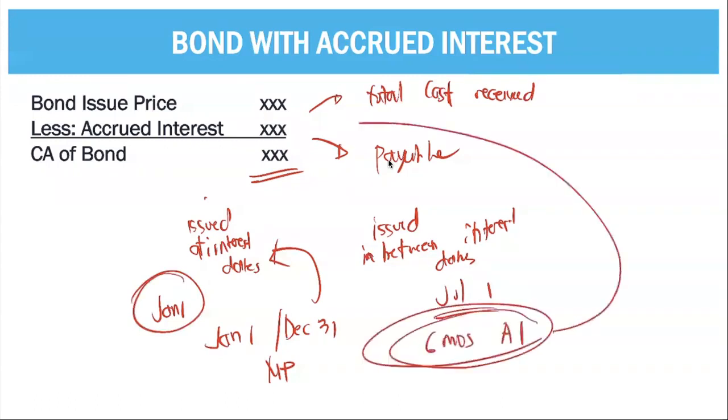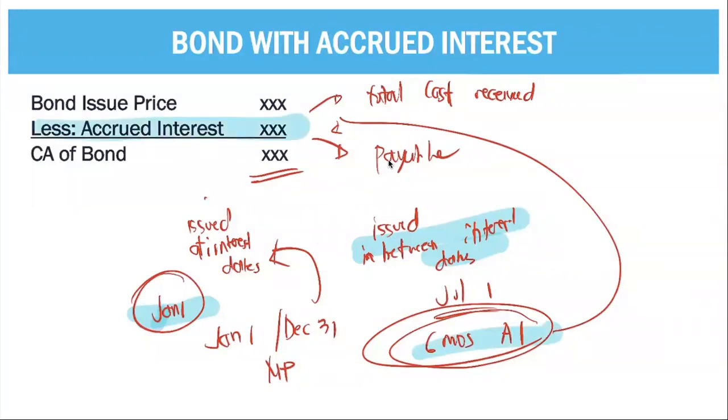So the 6 months of accrued interest should reduce our bond issue price to compute for our carrying amount of the bond. Take note, there is a bond with accrued interest if it is issued in between interest dates. In our example, January 1 should be our interest date, but you issued on July 1, so you have 6 months difference. That 6 months is considered 6 months accrued interest. You need to deduct it.